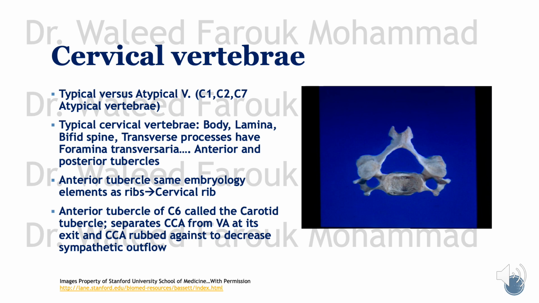Now, a couple of points about the tubercles. The anterior tubercle of C6 is called the carotid tubercle. Why? Because we can rub the common carotid artery against it to decrease the sympathetic outflow.